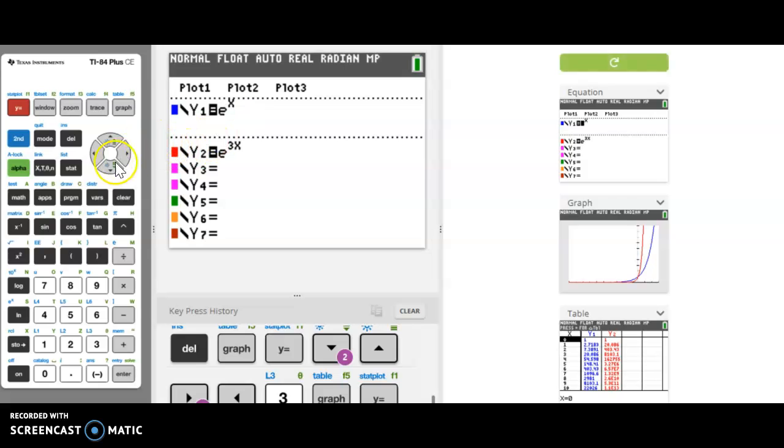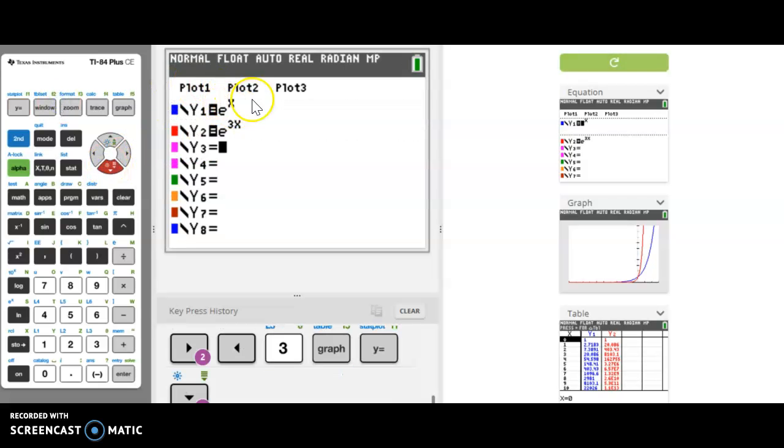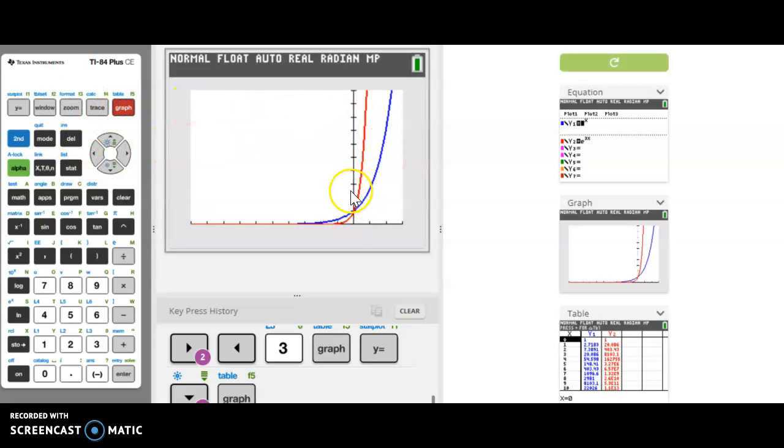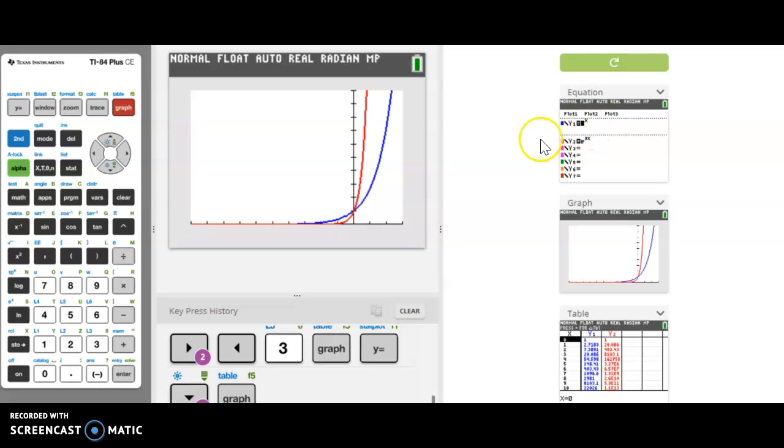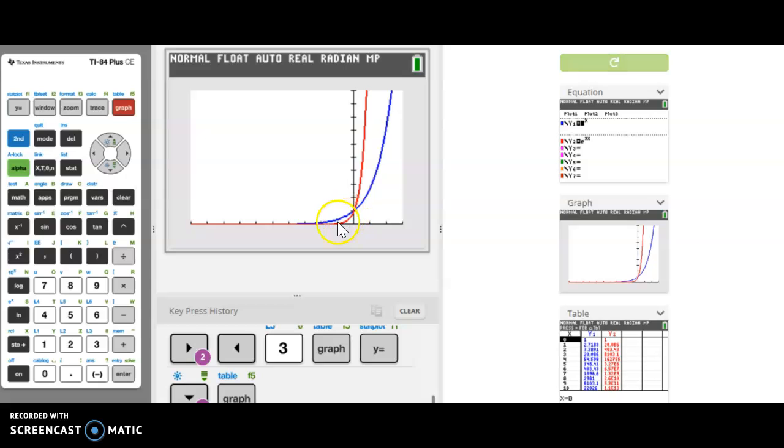So notice here I've got e to the x, or e to the t, whatever you want to think about it as, and e to the 3x. So e to the x is blue, and e to the 3x is red. When I graph them, and I've already gotten a window that works well for me here, notice the blue one, which over here is e to the x, that one is bigger before t equal to 0. And the red one is smaller. And then at t equal to 0, they cross, right?